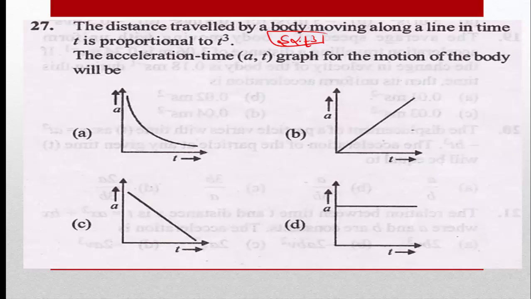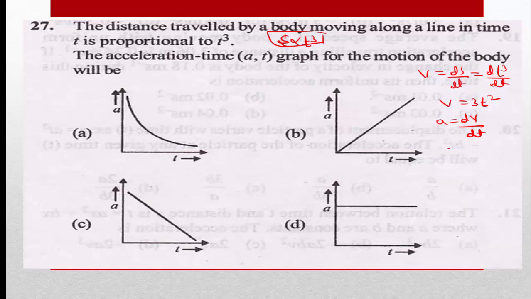Distance along a line, that is the displacement, is directly proportional to the cube of its time. But by double differentiation of the displacement, we get the acceleration. Here v is equal to ds divided by dt, where s is t cube. Therefore v is equal to 3t square, and a is equal to dv divided by dt, the differentiation of the velocity.